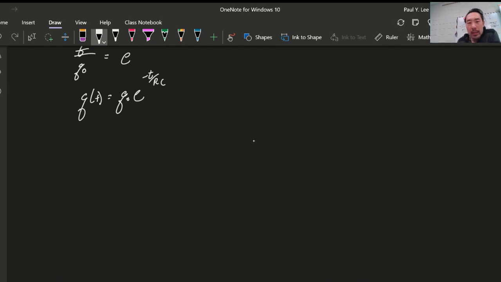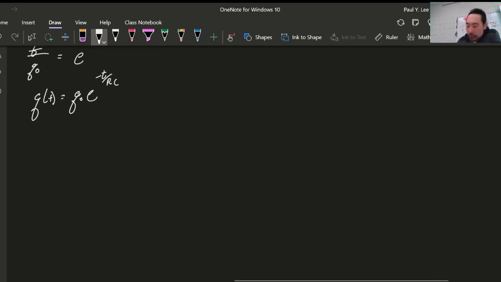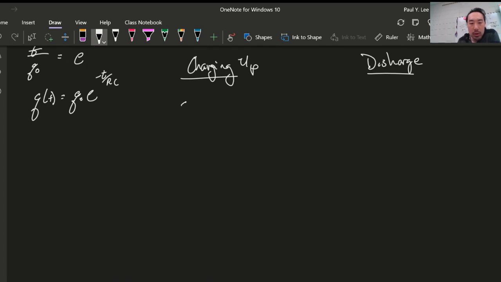So let's do that. Let's actually split it apart. Okay, so let's do the charging up first. So this is charging up, and then we will do discharge right next to it. All right, this is charging up, and this is discharge. So let's do Q with respect to T.